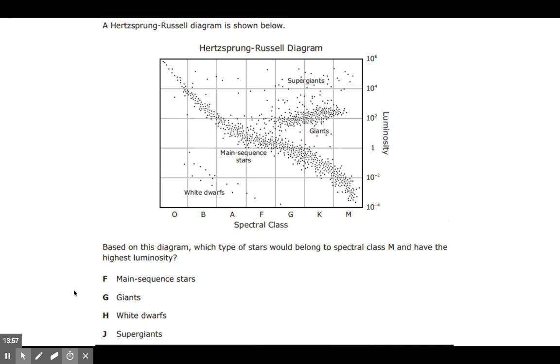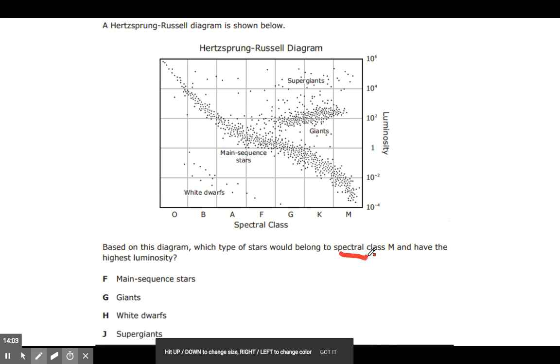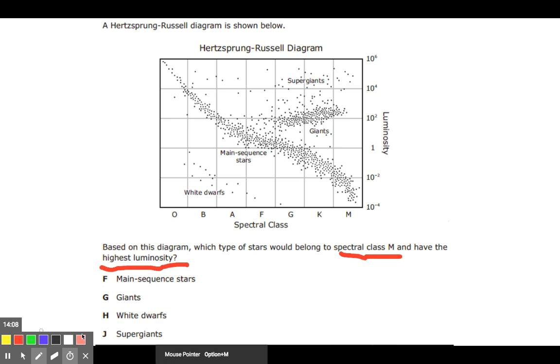All right. So our most important piece is spectral class M and the highest luminosity. I wish this line wasn't this thick. It looks like I can't change it, so whatever. We're looking for a star that has to be in spectral class M, just right here. So I'm just going to circle M. This is the spectral class that we're looking in. It also wants the one with the highest luminosity. So which stars have the highest luminosity? Is it the bottom or the top?